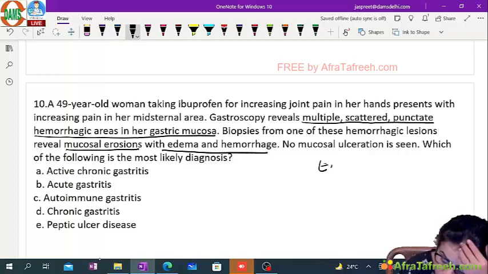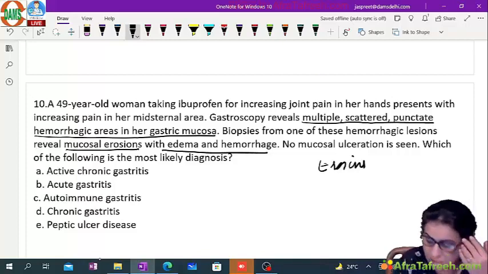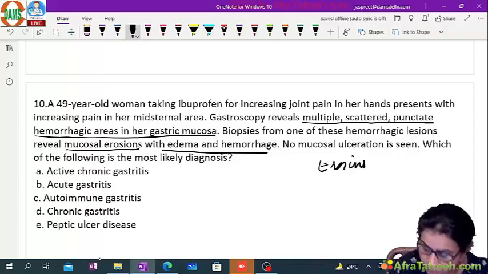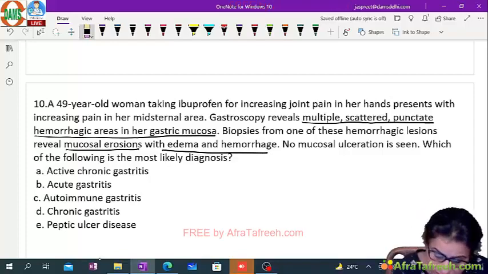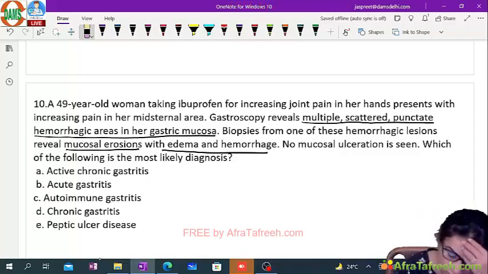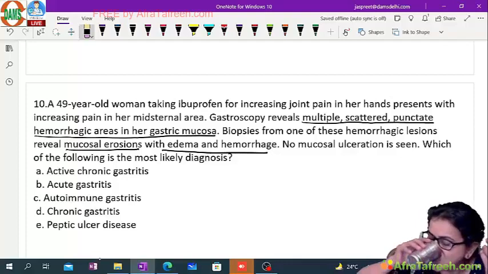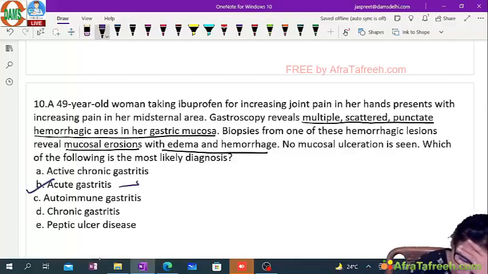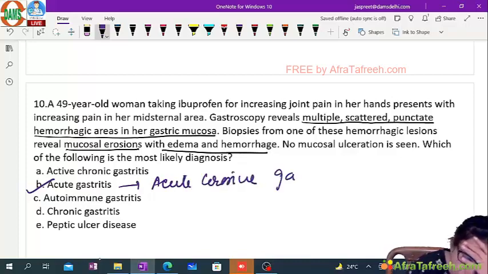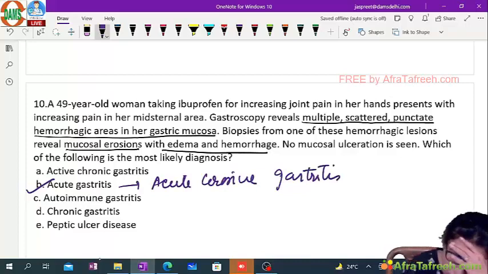So there are erosions, but not ulcers. The patient has erosions but not ulcers, and she is taking ibuprofen. So what is the answer to this question? The answer is B, acute erosive gastritis. Yes, Ayush, it's right. It's acute erosive gastritis.